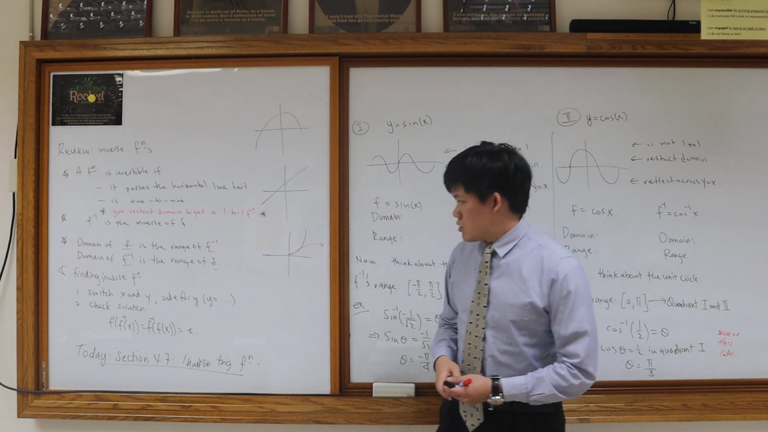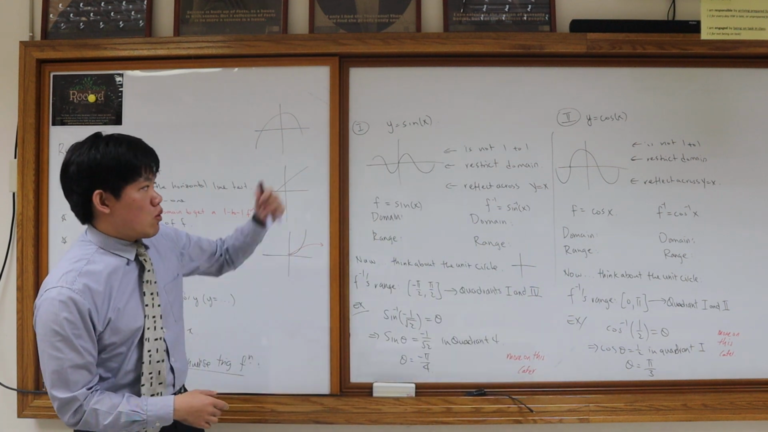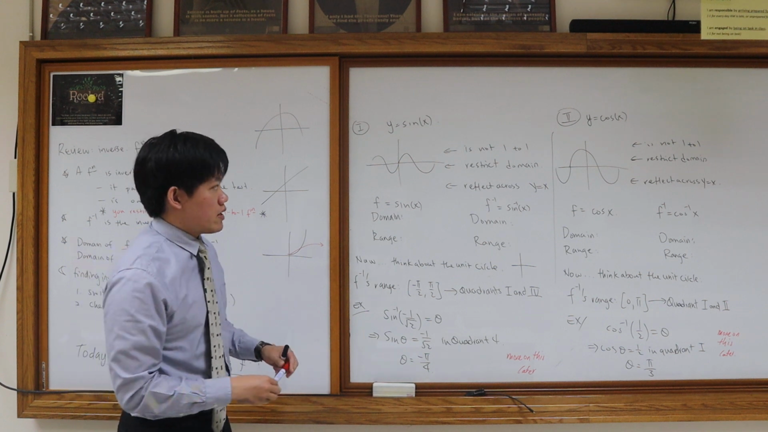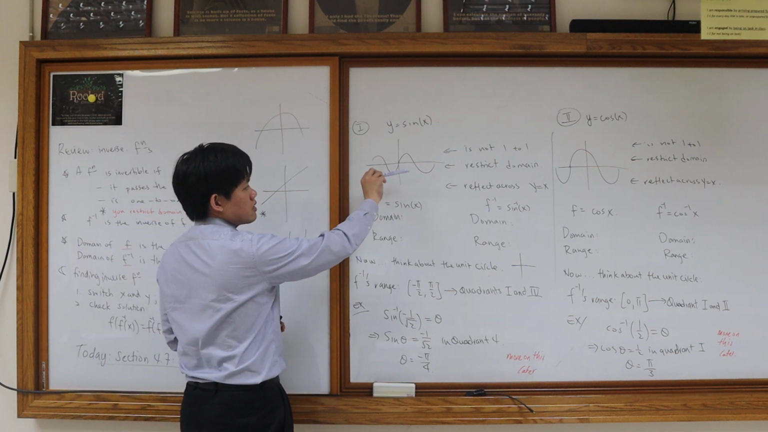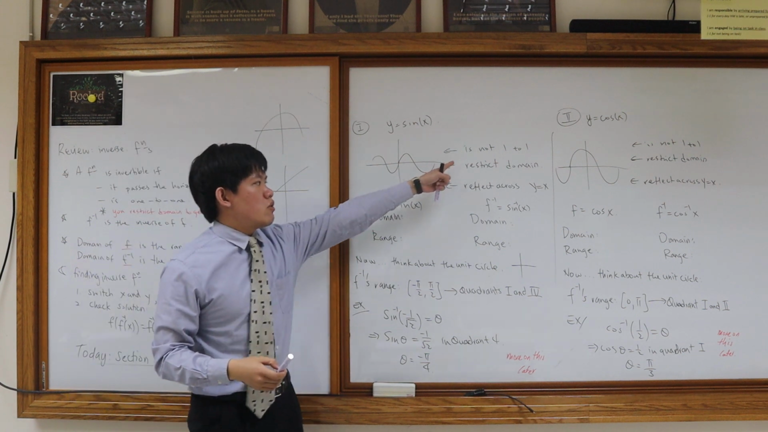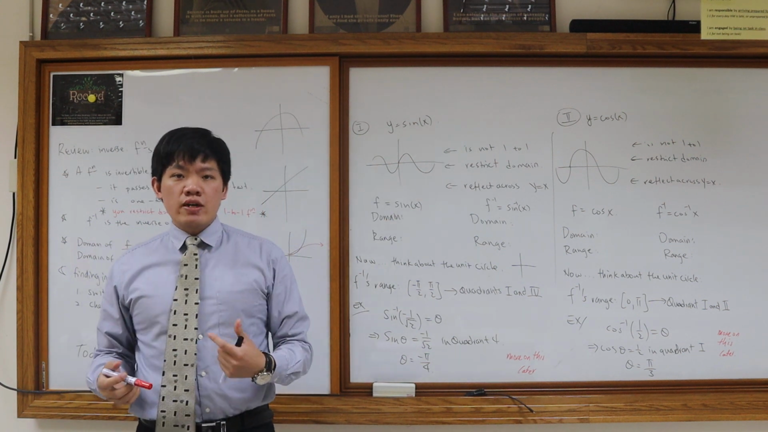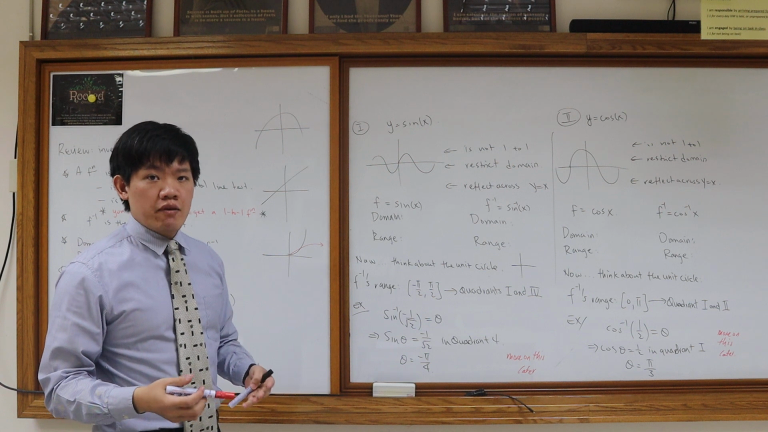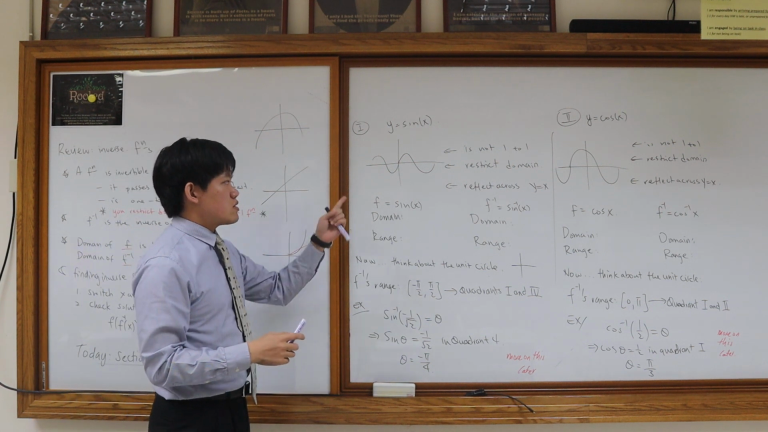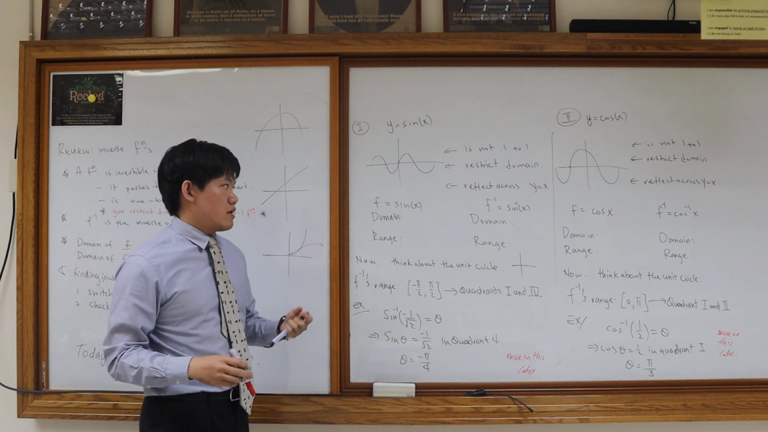The first example we're going to talk about is y equals sine of x. I drew up the graph of sine of x. If you look at this using a horizontal line test, it doesn't pass it. As you can see, it's not one-to-one. So if we want to find the inverse of sine, we have to restrict the domain. We have to find a way to break this up and make it one-to-one.